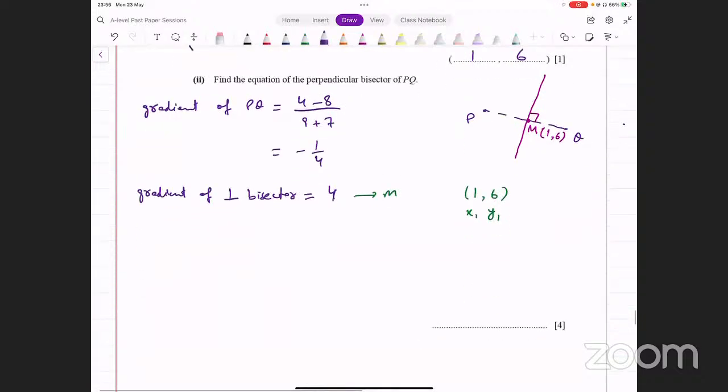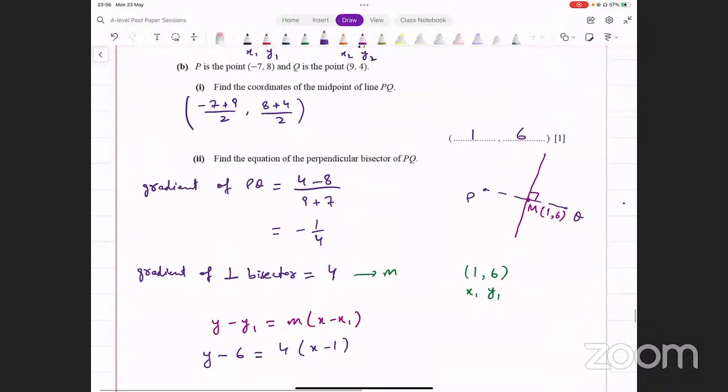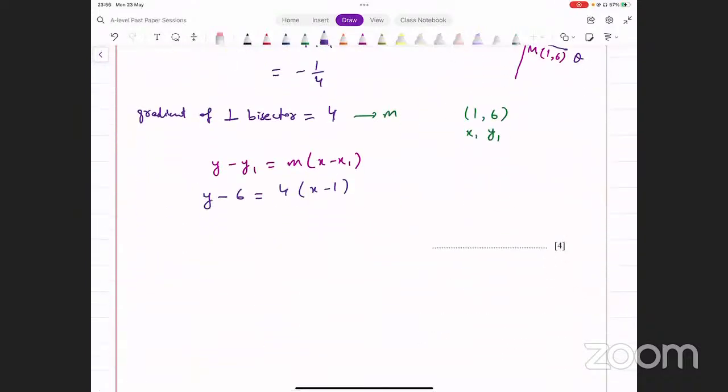तो आप क्या कर सकते हैं? You can use this equation. y minus y1 equals m into x minus x1. ये यूज कर लें, you get y minus 6 equals 4 into x minus 1. And then you simplify that. इसने कोई specific form मांगी या नहीं मांगी, but you can simplify this and you see what you get from that. y minus 6 equals 4x minus 4 and y equals 4x plus 2, and that's the equation.